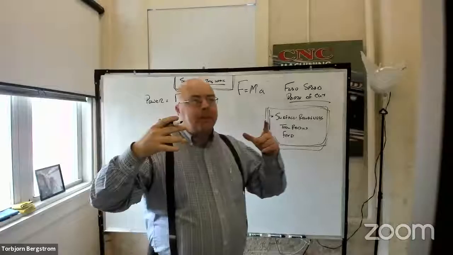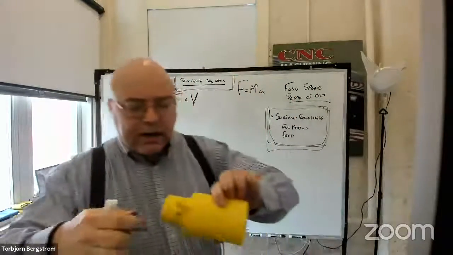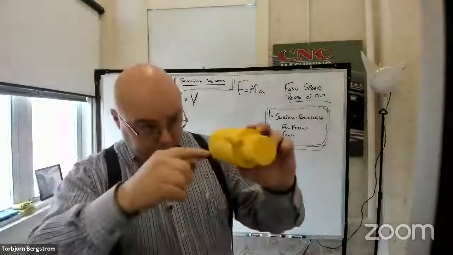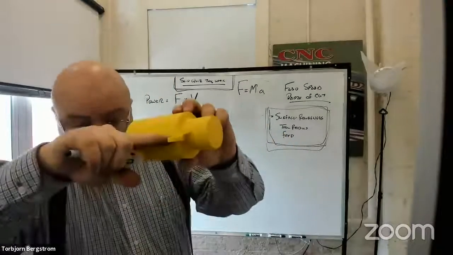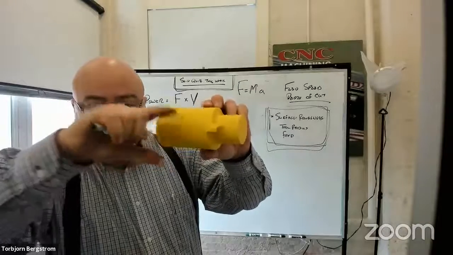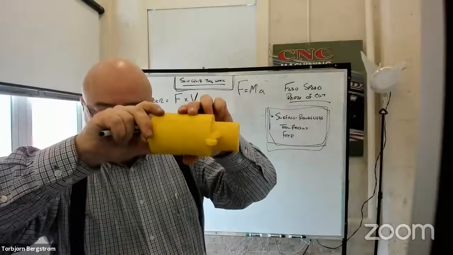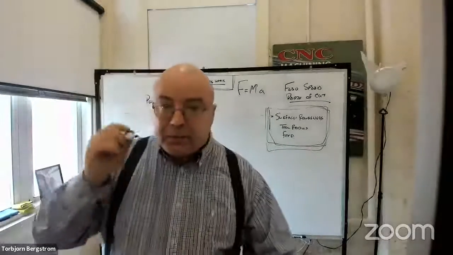Now, so we know the power at the cutting edge of our tool. The power that's going to that cutting edge equals the cutting force times the velocity, where the velocity is the surface speed that comes from the rotation of the spindle. So we know that. So that's pretty cool.